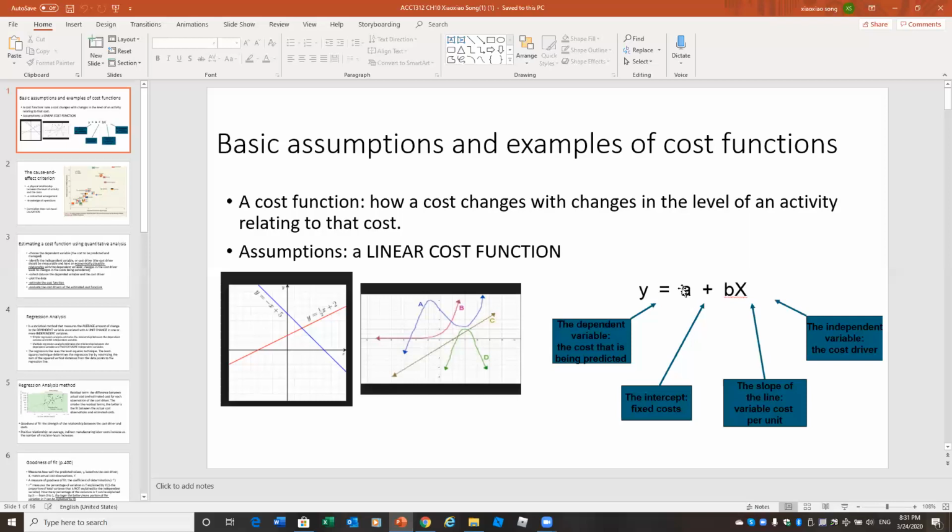And a, we call it an intercept. So in the cost context, then it will be our fixed cost. And then we have our variable cost. This x is our independent variable. Y is dependent variable. Why? Because y depends on x. So y is the dependent variable, x is the independent variable. And this b is the slope, which we also call a coefficient. And then x is just the cost activity.